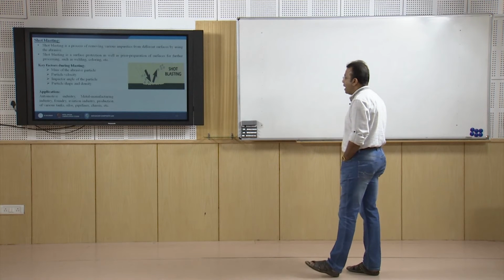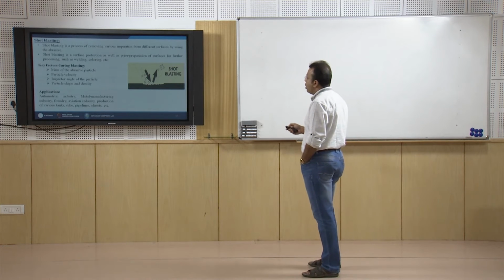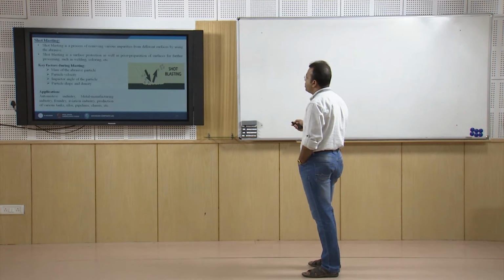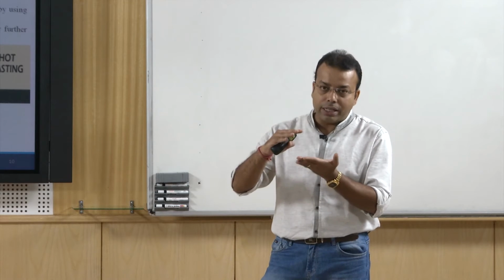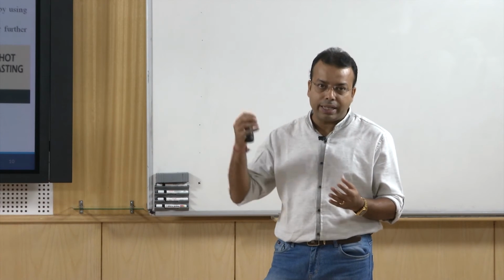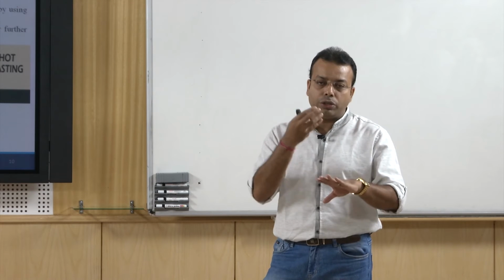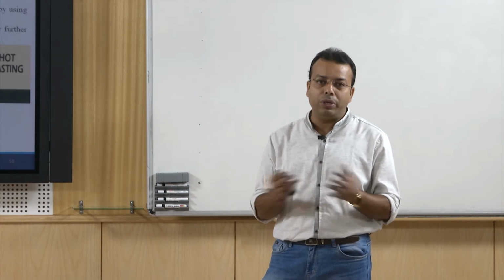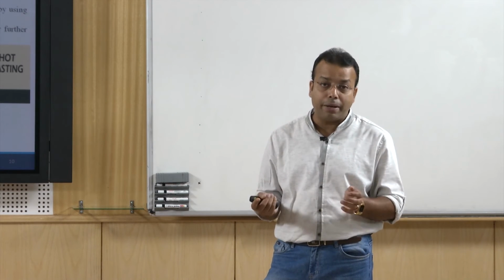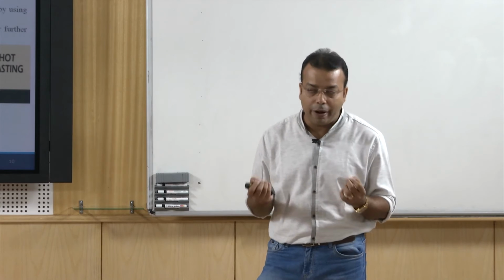Next one is called shot blasting. Shot blasting is a process of removing various impurities from different surfaces by using abrasive particles. It is also one kind of shot peening process, but in shot peening you are generally using balls made of ceramics, glass or metals, but here we are using certain kinds of abrasive particles, and from a certain distance we are allowing those abrasive particles to come directly with high velocity onto the material surface, so that it can do certain rubbing onto your material surface, by which your material's outer surface can be changed or modified.